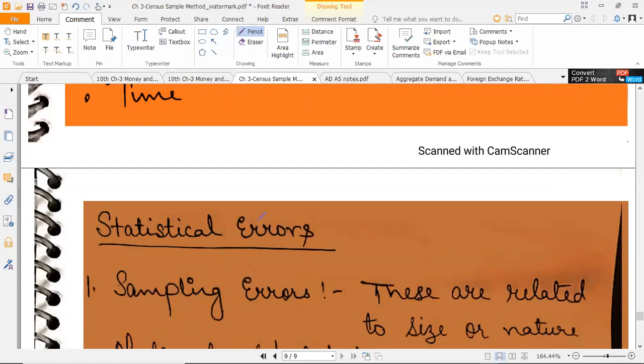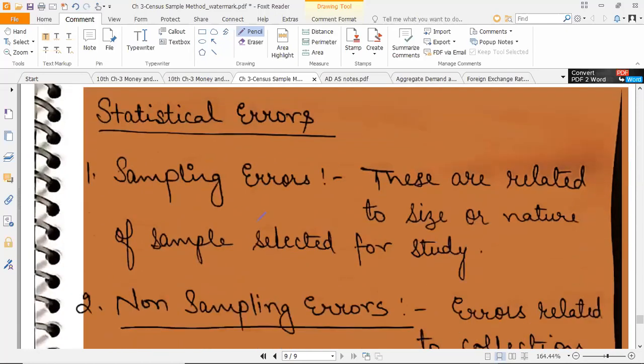Moving on to the last topic of this chapter, statistical errors. There are two types of errors which can happen. First is sampling error. Sampling errors are the errors which are related to the size or nature of the sample selected for the study. If the sample size is not appropriate or the nature of the sample is not appropriate, then there are bound to be some errors in the conclusion, which are known as sampling errors.